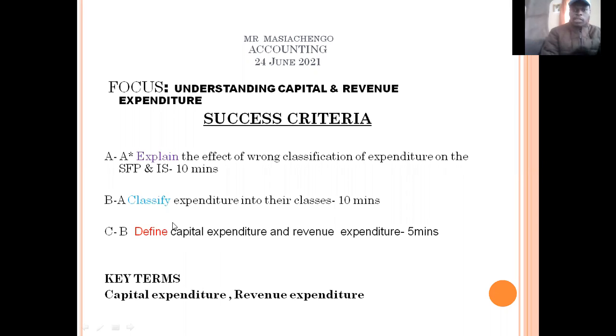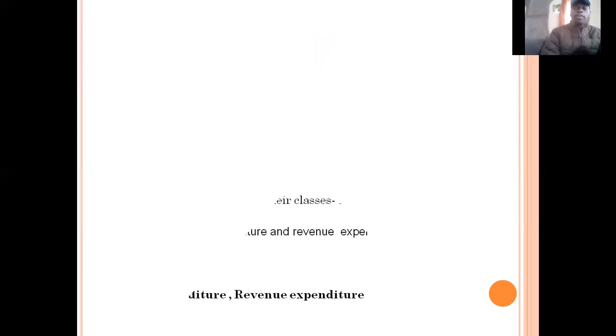On our success criteria, or our milestones, we need to start with the first aspect: define capital expenditure and revenue expenditure. After that, we move on to classification of this expenditure into capital expenditure and revenue expenditure. The last aspect is to explain the effect of wrong classification of capital expenditure on the income statement and on the statement of financial position. I think that one is very clear. Let's kickstart on our notes.